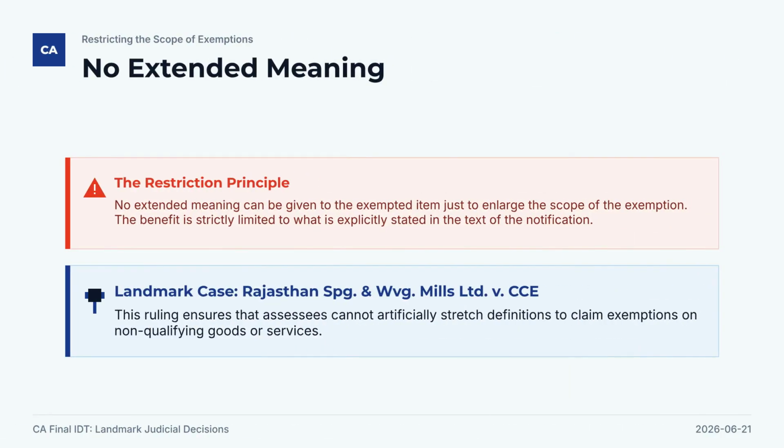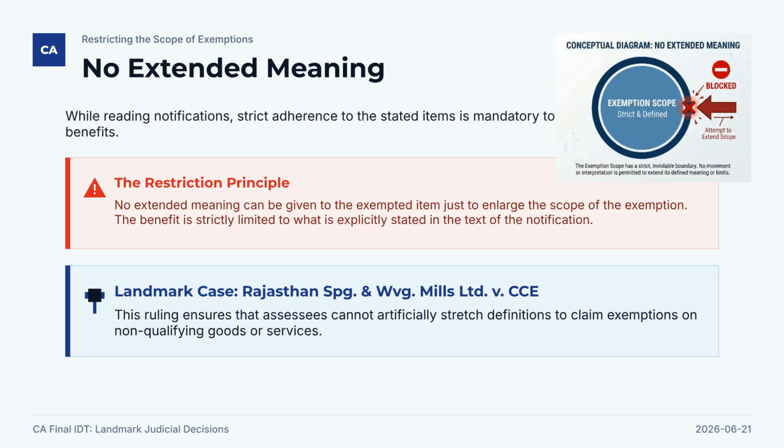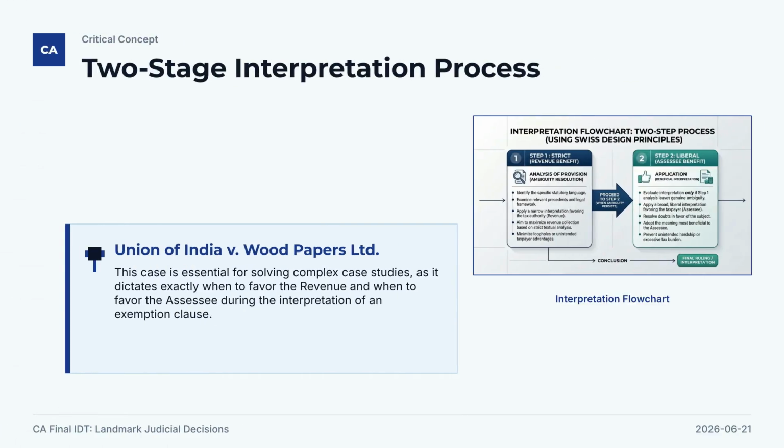Courts have consistently warned against artificially expanding the scope of exemption notifications. In the Rajasthan Spinning and Weaving Mills case, the Supreme Court held that no extended meaning can be given to an exempted item merely to enlarge the benefit. In simple terms, if the notification covers a specific item, taxpayers cannot stretch the definition to include similar but non-qualifying items. Exemptions are intended to operate within clearly defined boundaries. Therefore, whenever you analyze a case study, avoid broad interpretations that attempt to create eligibility where the notification itself does not expressly provide it. One of the most important judicial principles for examinations comes from the Wood Papers case.